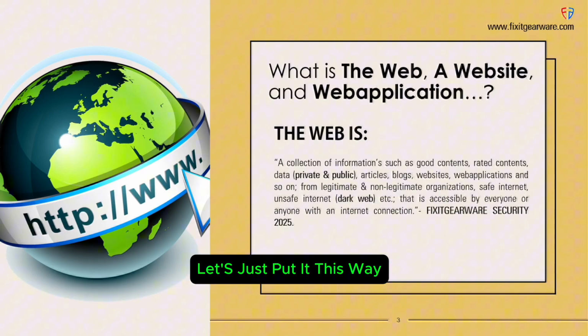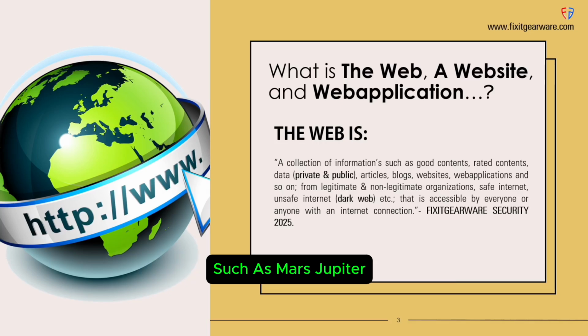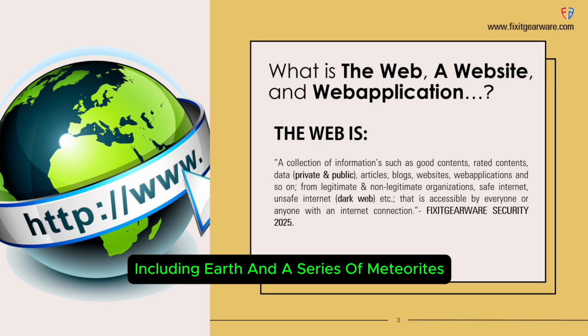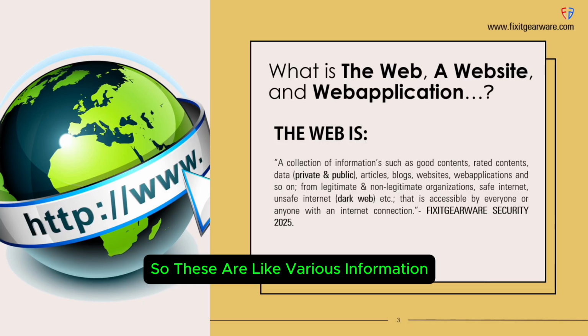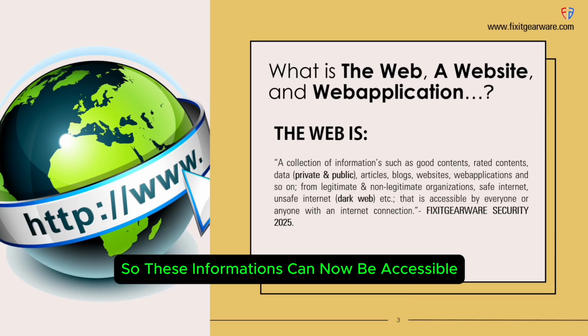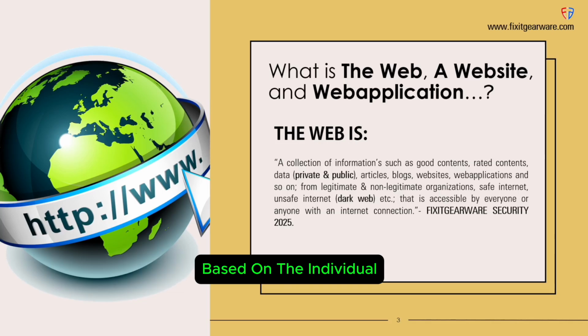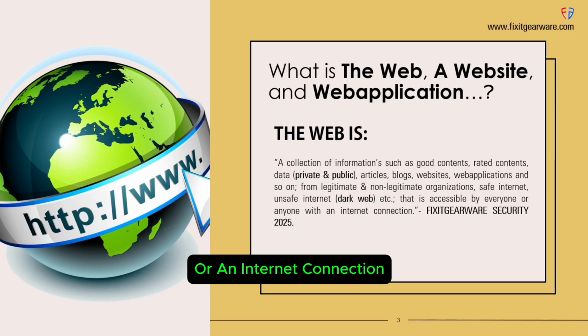Let's just put it this way: it's like the galaxy, where we have different planetary bodies such as Mars, Jupiter, Saturn, Pluto, and so on, including Earth, and a series of meteorites, and also the stars and the moons, right? So these are like various information existing in a wide space. This information can be accessed by an individual trying to reach it, as long as they have an internet connection.